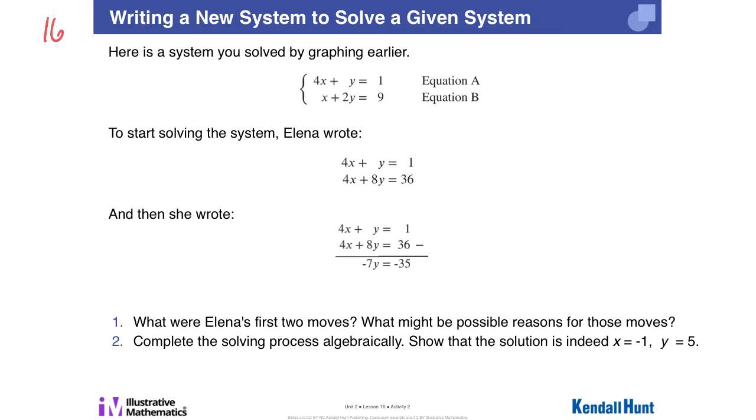We are skipping ahead to 16.2, writing a new system to solve a given system. And they're giving you steps that Elena did to solve this system of equations right here. So this was her first step. She ended up with these two equations, and then she had this written down. So your job is to figure out what were her first two moves, and number two, complete the process algebraically, showing that the solution really is x equals -1 and y equals 5.